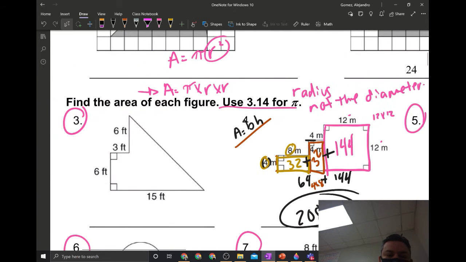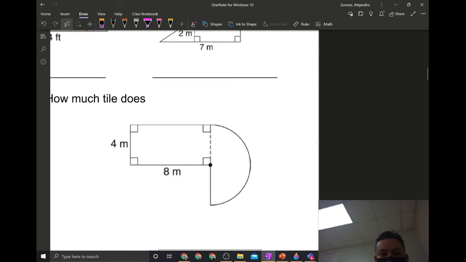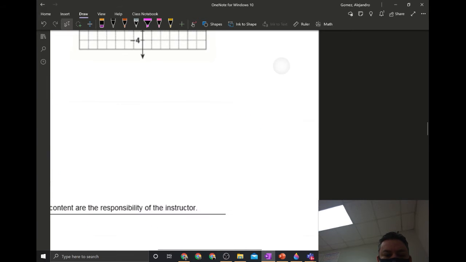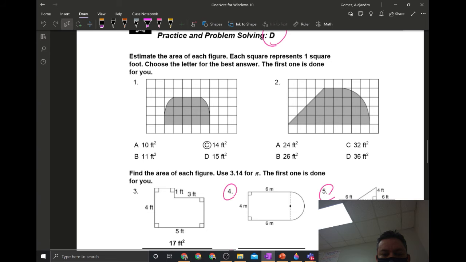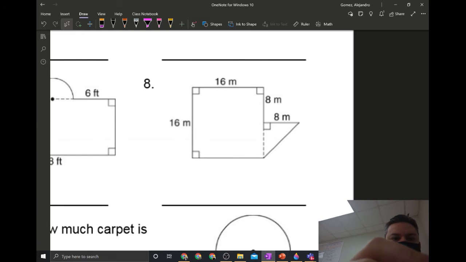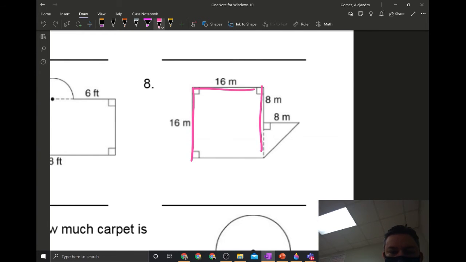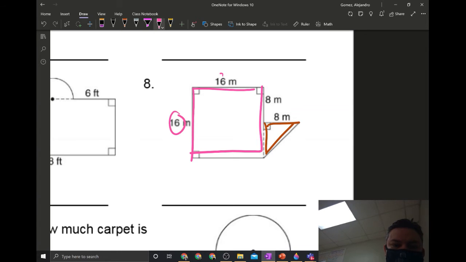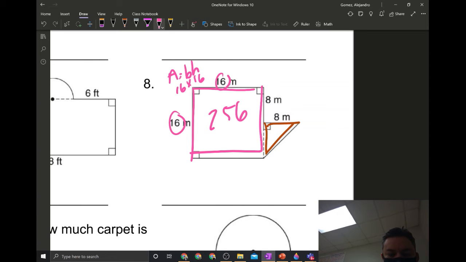Now, it's going to be a little bit different when we look at some of the other pages that have different shapes. Let's look at number 8. Number 8, I can clearly see a square and a triangle. Two different shapes, two different formulas. For this one, it's just going to be 16 by 16. Area, base times height, 16 times 16. And if I'm not mistaken, it's 256.